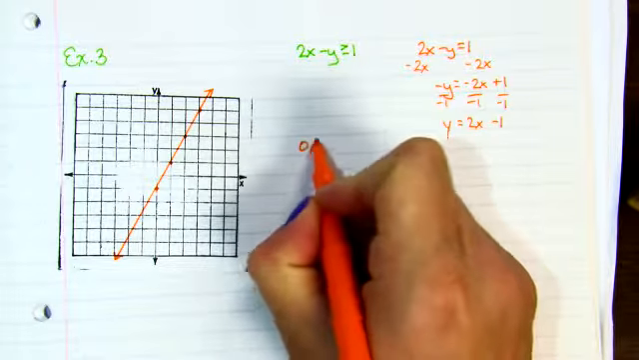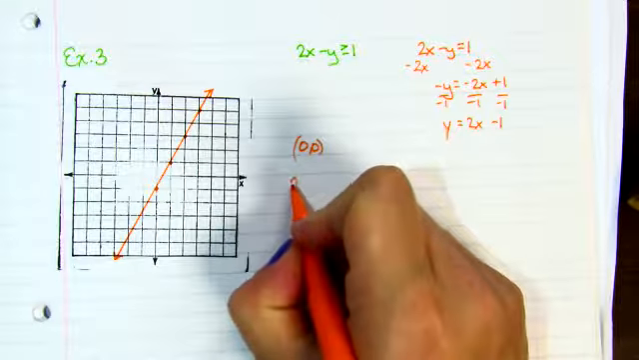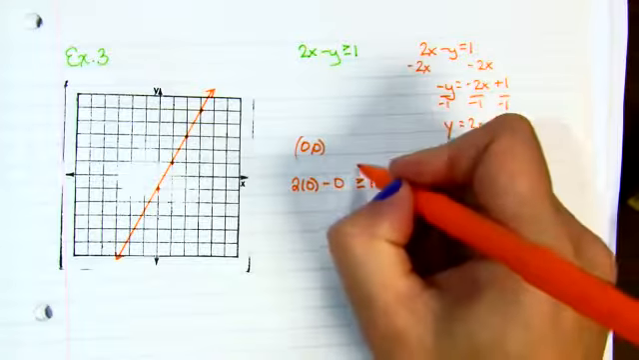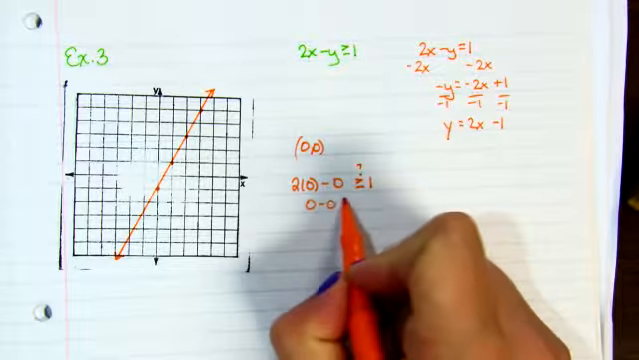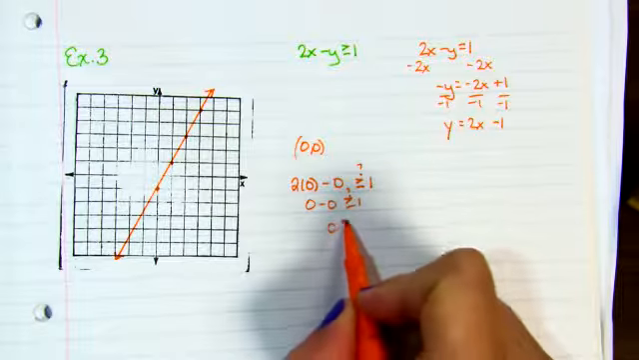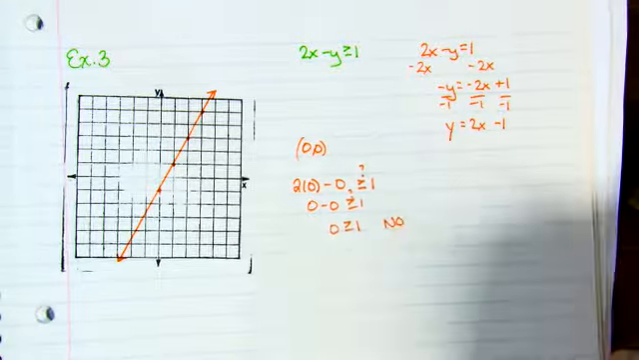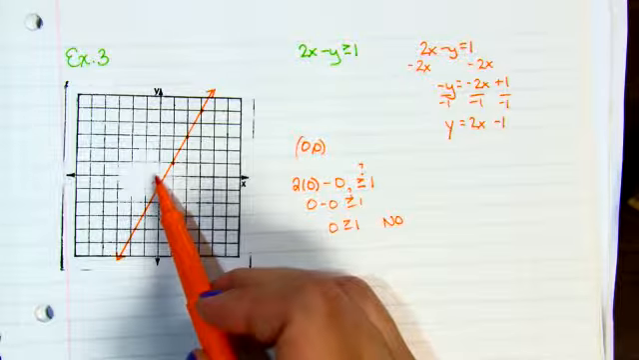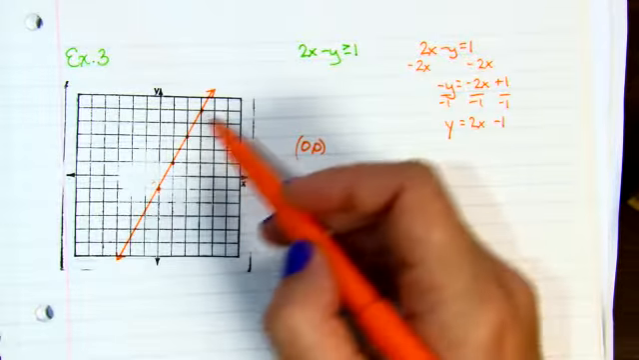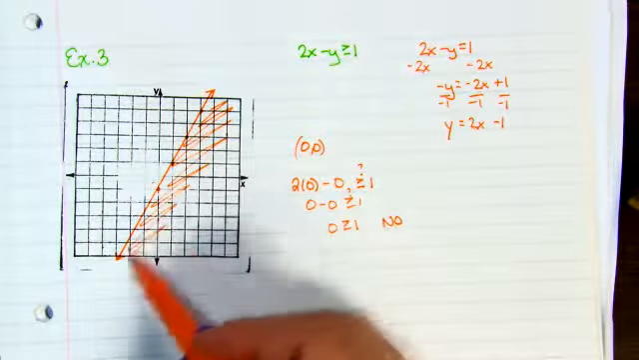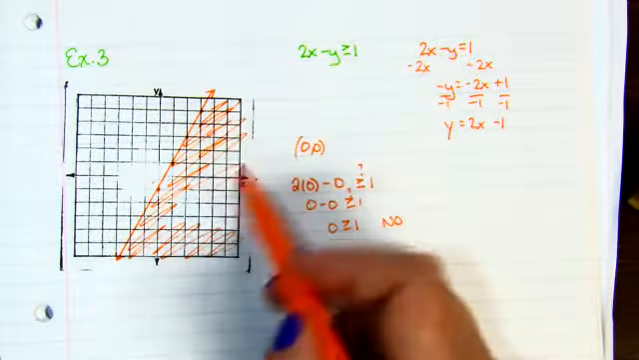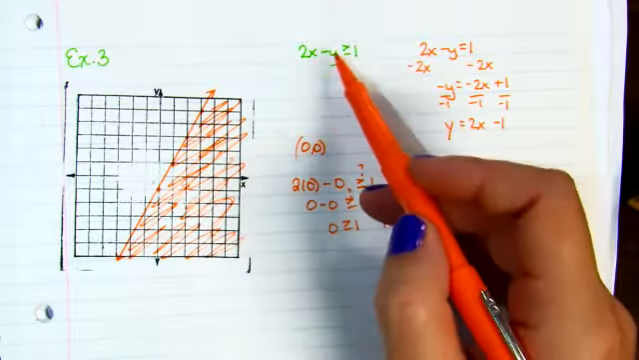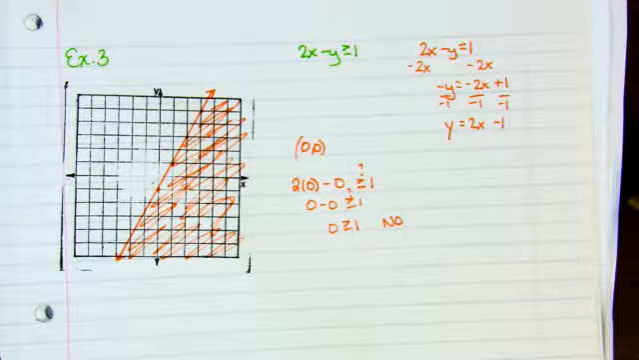So I'm going to substitute (0, 0) into my inequality. 2 times 0 minus 0 is greater than or equal to 1. That's 0 minus 0. Is that greater than or equal to 1? Well, no, it's not. So that tells me don't shade the side with (0, 0). Shade the other side of the line. Any point on this half or anywhere over here is going to be a solution of this inequality.